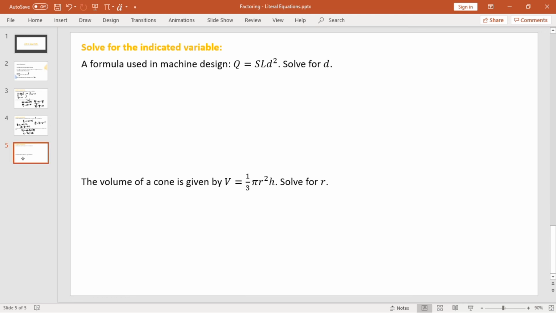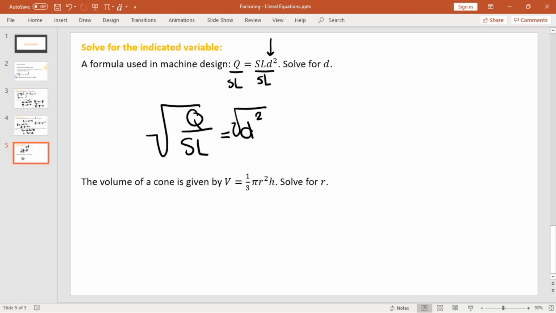Okay, I see D is here, it's also squared, that's fine. Do everything at once. I don't want the S and the L on there, so I'm going to divide the whole thing out. So I have Q over SL equals D squared. The opposite action of an exponent is a root to the same power, so I'm going to take a square root of both sides to isolate D, and I end up with plain old D equals the root of all of this.